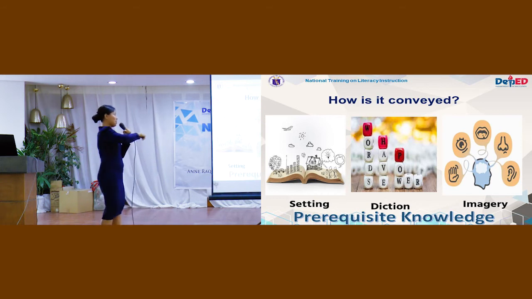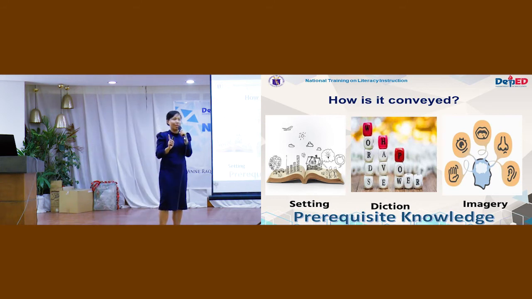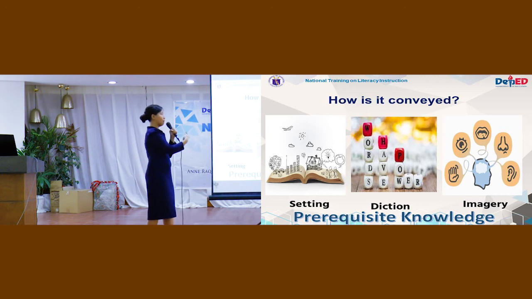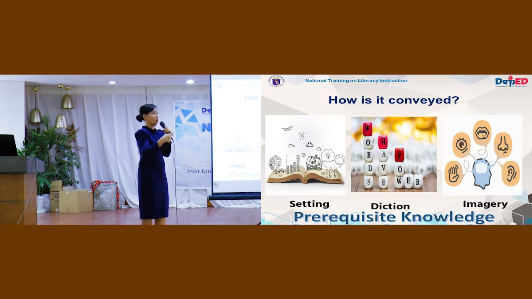Anyway, so all of these are prerequisite knowledge. Okay? It's harder for students to understand mood if they don't have a concept of what setting is, what's connotation, and imagery. Okay?